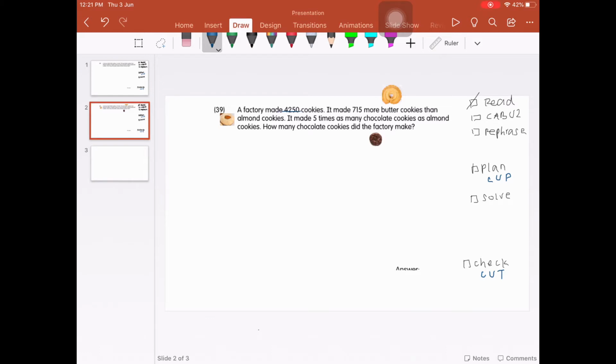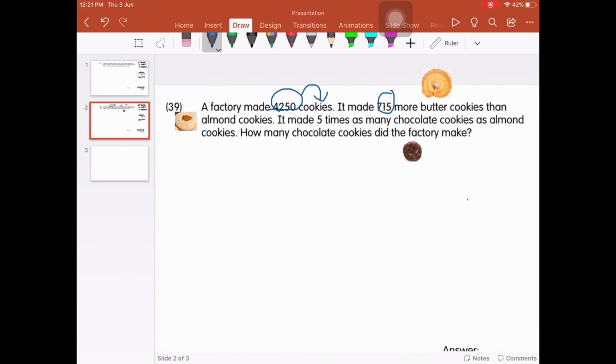Circle number, arrow to noun. 4,250 cookies. Circle number, box comparison word, more than. 715 more butter cookies than almond cookies.